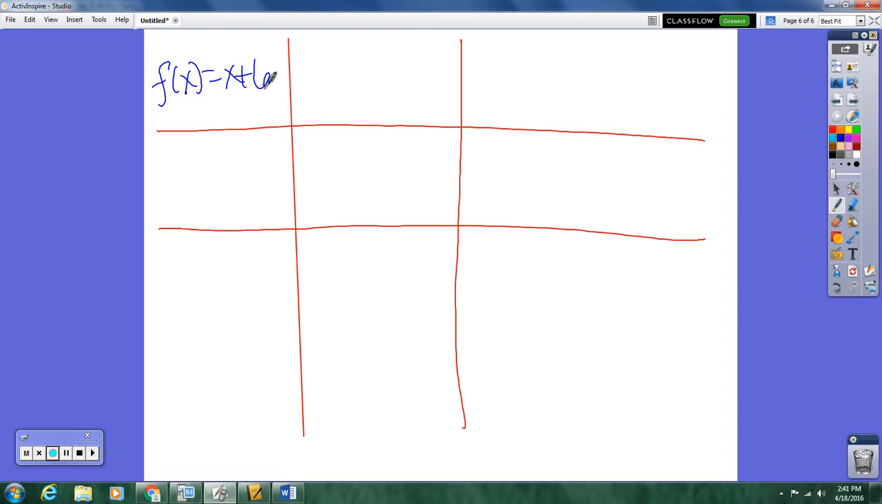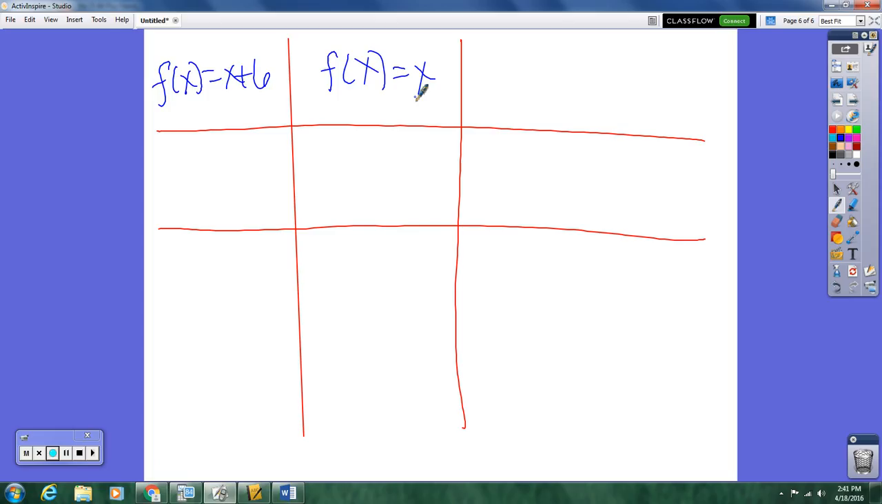And what's the parent function then? Take off all the numbers, what's the parent function? F of x equals x. So that's what you're going to put right here. F of x equals x. We'll go linear. Okay, so that's your first one.